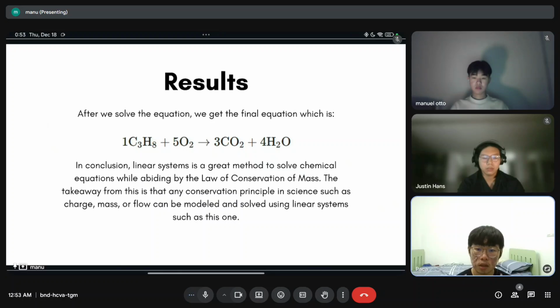Here's our final result. 1 molecule of propane reacts with 5 molecules of oxygen to produce 3 of carbon dioxide and 4 of water. In conclusion, linear systems provide an error-proof method to balance equations while abiding by the law of conservation of mass. The big takeaway is that this doesn't just work for chemistry. Any scientific principle based on conservation, whether it's electric charge in a circuit or the flow of traffic in a city, can be modeled and solved using these exact same linear systems.